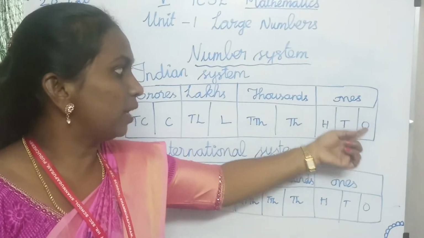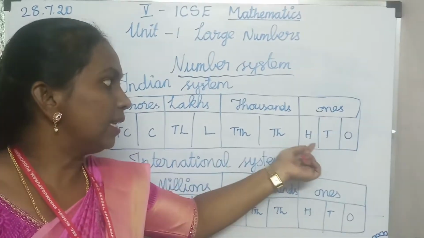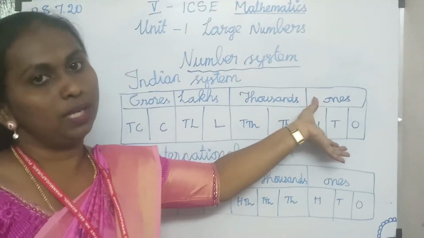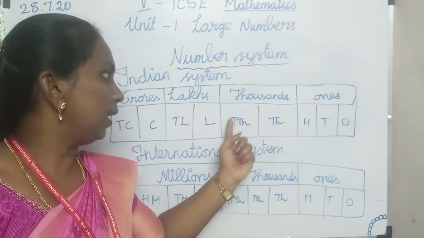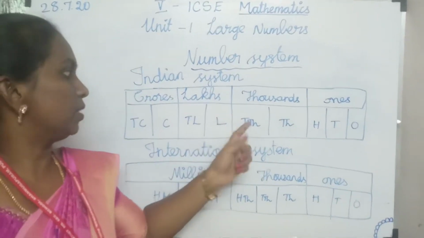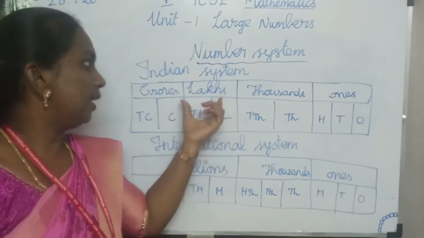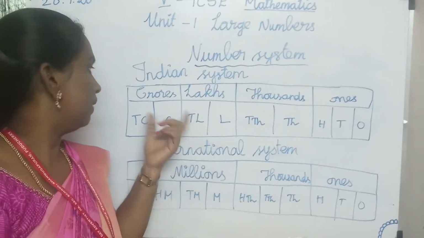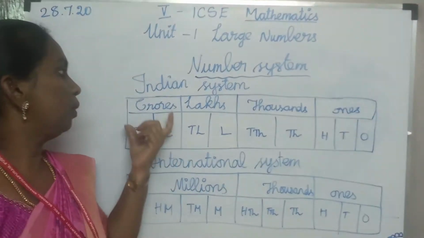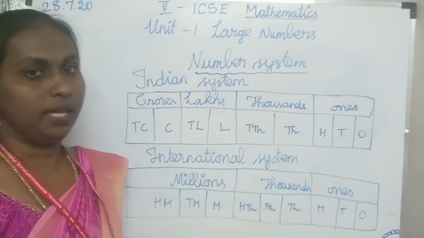Indian system: ones, tens and the hundred will come in the ones place value. 1,000 and 10,000 in the thousands place value. Lakh and 10 lakh will come in the lakhs place value. Crore and 10 crore will come in the crore place value.